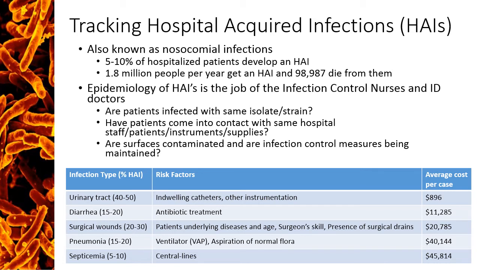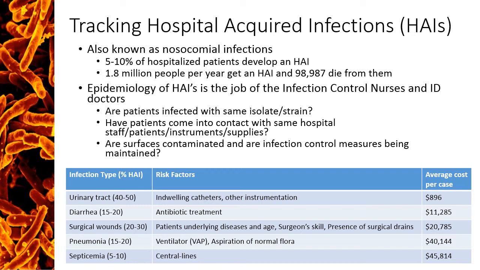And so what infection control is going to do is look to see, okay, are these patients infected with the same isolate or the same strain? Remember, bacteria can vary widely in their genetics. And so if they're all genetically the same strain, that's an indication that they may be transmitting it from patient to patient somehow. And if that's the case, we want to figure out how. And so we're going to look at the who, what, where. Have the patients come into contact with any of the same hospital staff, with the same patient, so where the patients may be spreading it to each other? Have they come into contact with the same instruments or the supplies? And so what we're trying to do is find connections between the infected patients.